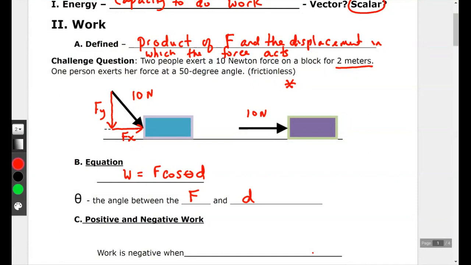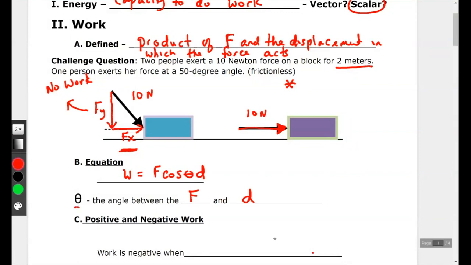Fy does not act in the direction of the displacement. Or, well, let me put it better: it doesn't work with the displacement or against the displacement. This component does no work. Any force that's perpendicular to the movement does no work. Now, Fx does all the work. That's why this one does more work, because the entire force acts in the direction of the displacement, either with the displacement or against the displacement.